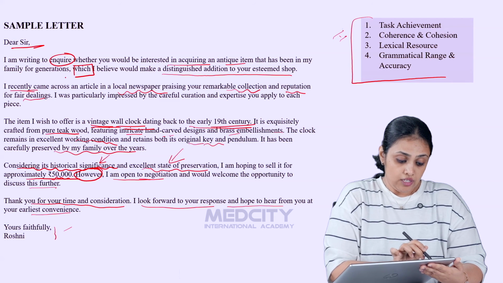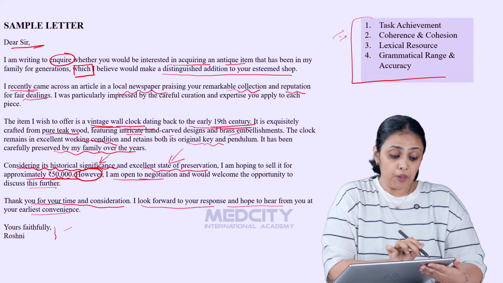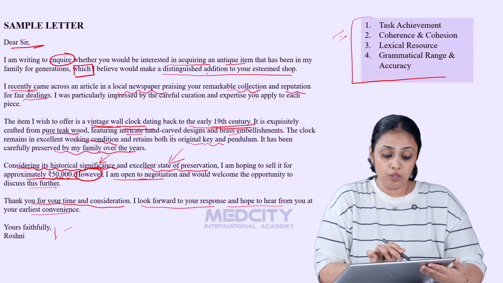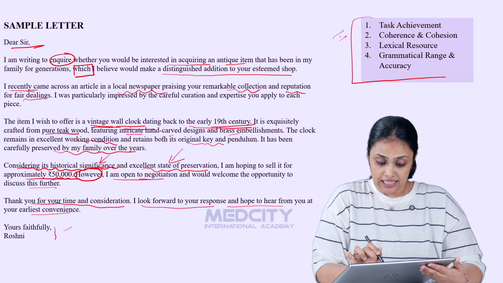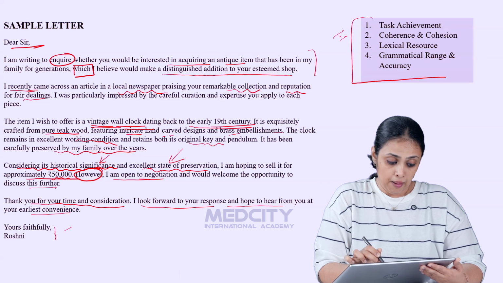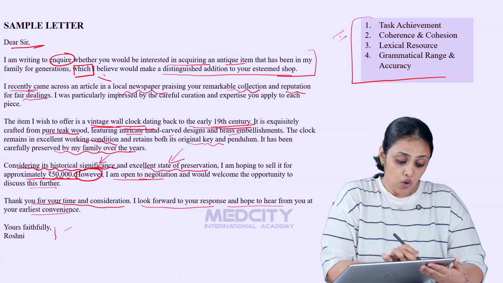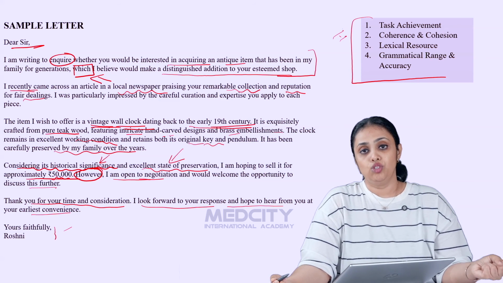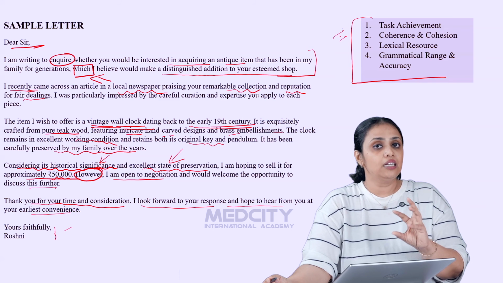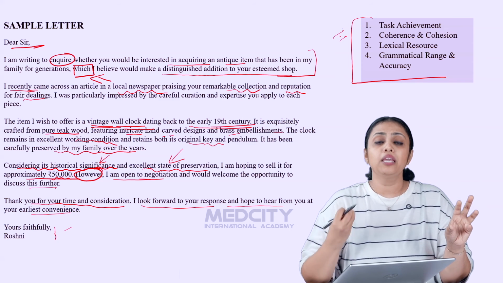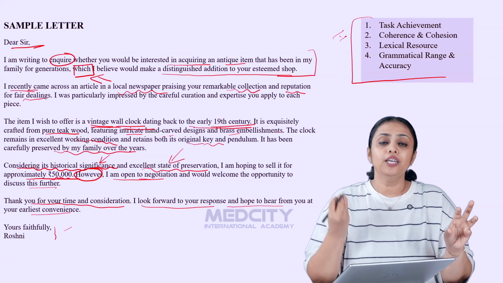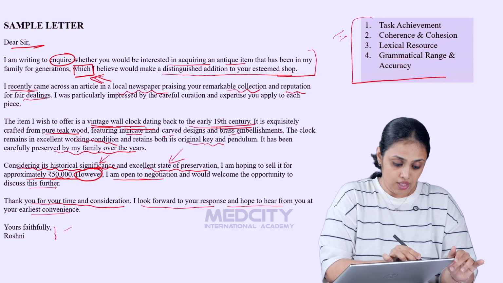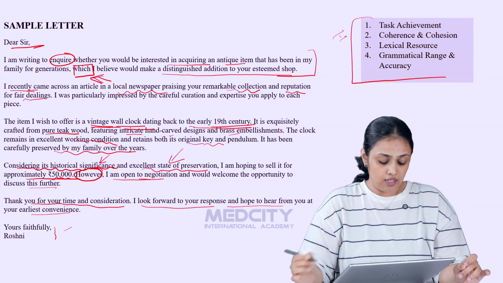For instance, you can see here in the first paragraph itself, the introduction: I'm writing to inquire whether you would be interested in acquiring an antique item that has been in my family for generations, which I believe would make a distinguished addition to your esteemed shop. So using that which, you have actually connected the idea. You are making the reason why it would be good if the recipient purchases your antique piece. So this which is a good linking phrase.